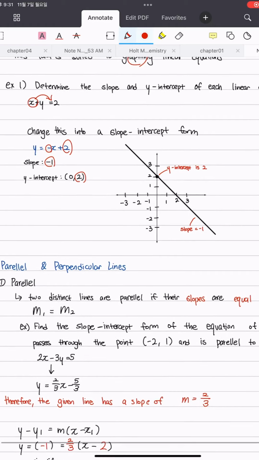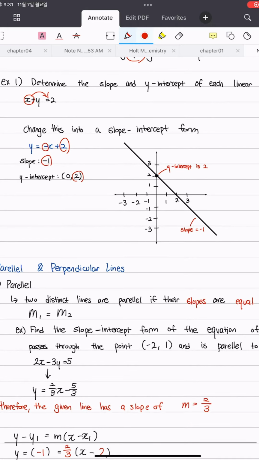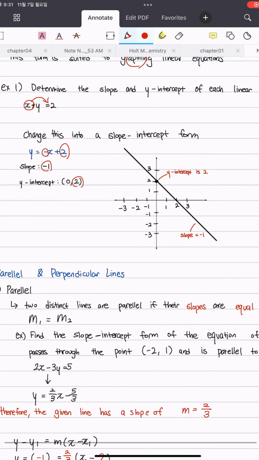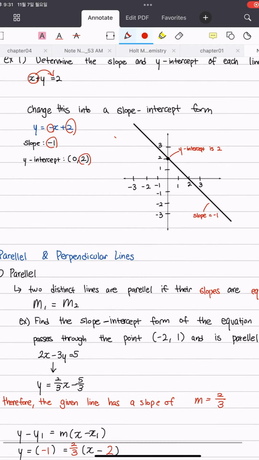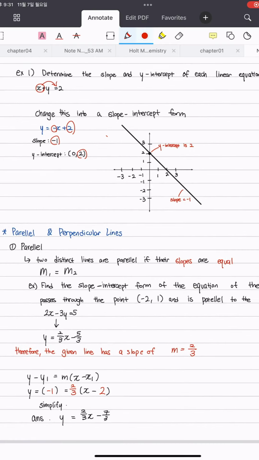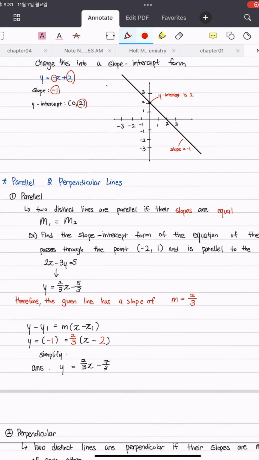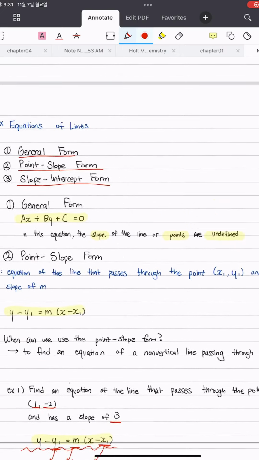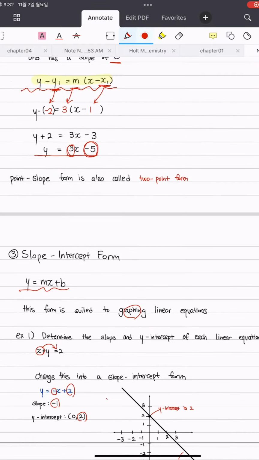When we graph this, first we graph y equals negative x, which is right here, and then we move it upwards by 2, which becomes this graph. And we can easily identify that the y-intercept is 2 and the slope is -1. So here we learned all the 3 forms of lines.